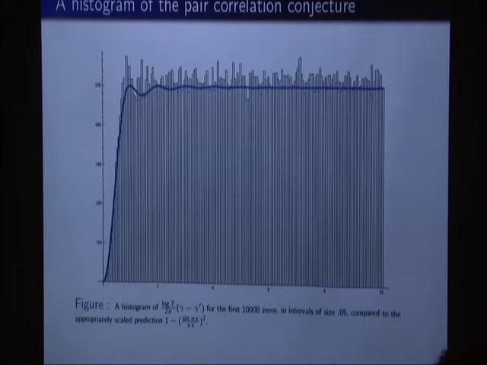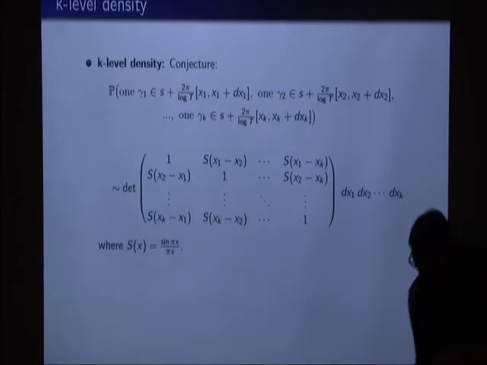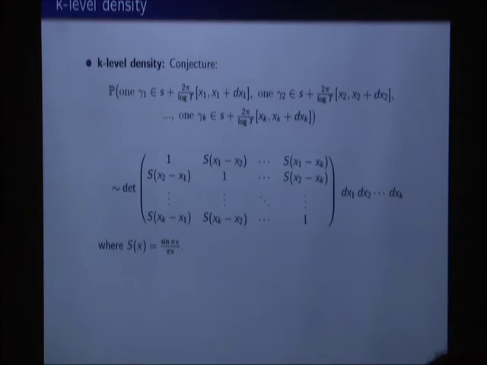And here's the histogram we get, and you can see that this prediction of Montgomery, the sine kernel, is a fairly accurate prediction for it. I mean, this looks a bit sloppy out here, but 10,000 in the scheme of things is a fairly low number. So if we added more zeros in, this would be a much closer fit. But anyways, that's the pair correlation conjecture.